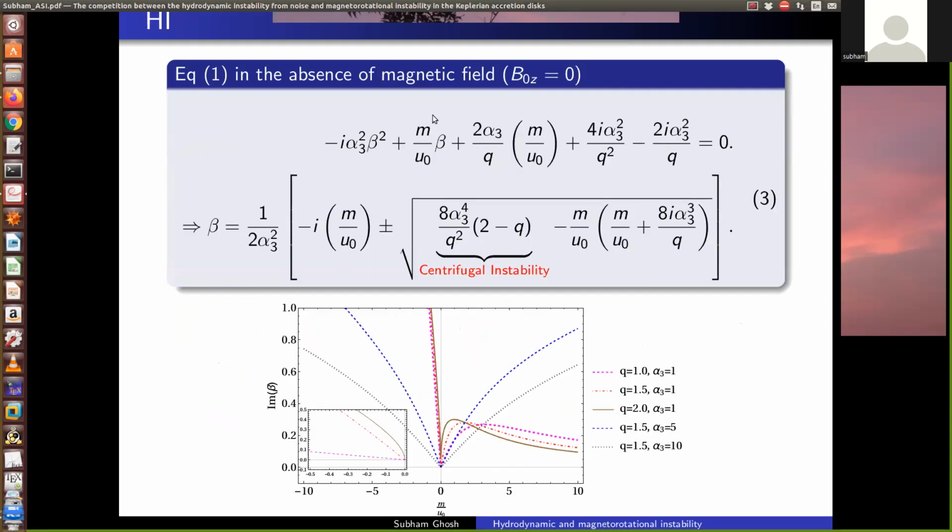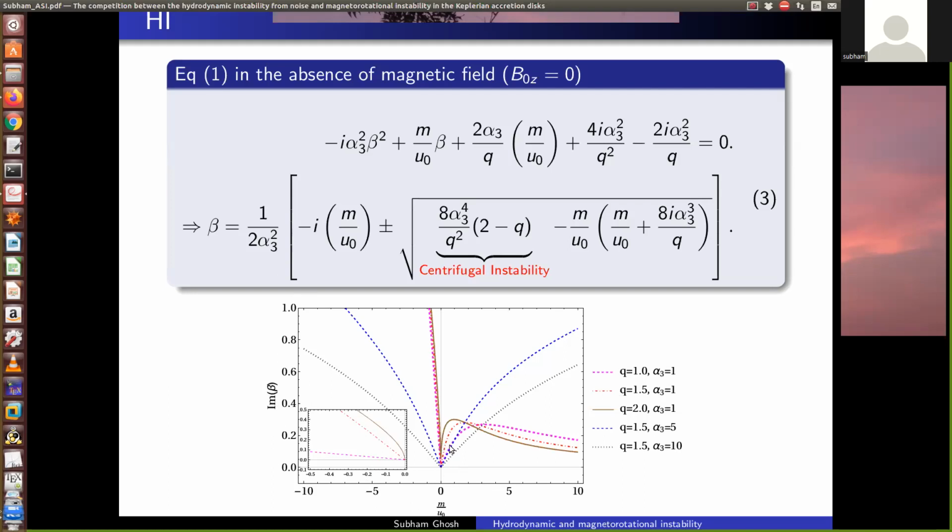And in the next case, if we make the magnetic field vanish, then from the master equation we reach a quadratic equation in frequency. And if we solve this, we have these two roots, among which, if we make the noise vanish, we obtain the usual condition for centrifugal instability, that is, the Rayleigh criterion. Now if we keep everything, the rotation as well as the noise, then what happens we study through this curve. Along the x-axis is the noise information, and along the y-axis is the growth rate, the imaginary part of the frequency.